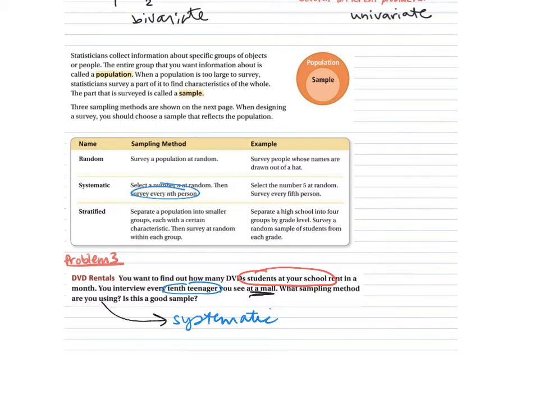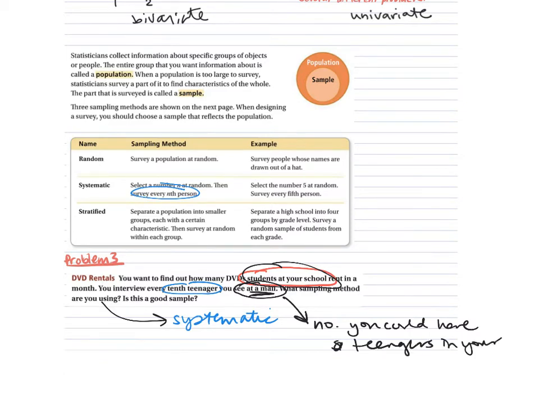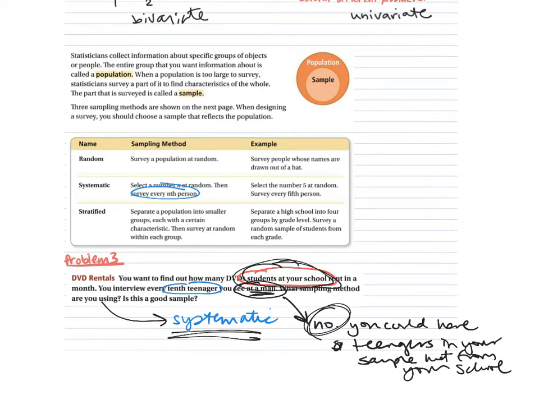Is this a good sample? If you wanted to find out about students at your school, does it make sense to sample people at the mall? No, this is not a good sample. There could be kids at the mall who aren't in your school. So you could have teenagers in your sample not from your school. Okay, sorry. So no, right? Because if you want students at your school, you need to systematically interview or ask questions of people from your school.